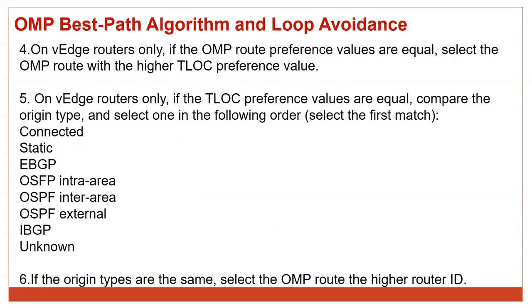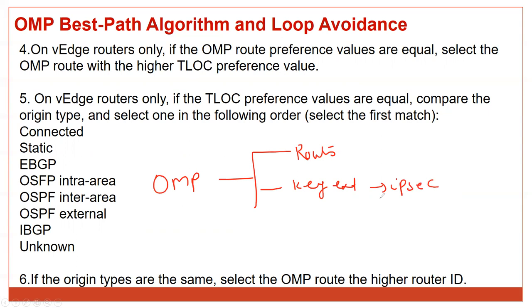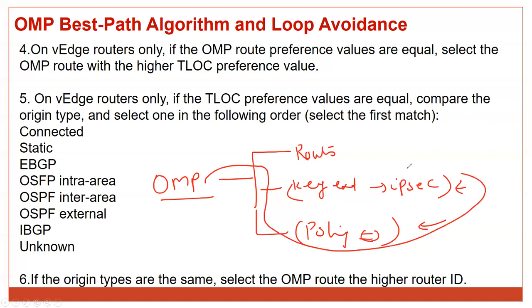But one important thing to know is that OMP is not only sending and receiving routing updates, it is doing the key exchange as well, like IPsec key exchange. And apart from that, it is also doing policy exchange. These things are not there in BGP by default. We can do it, but OMP has these two capabilities by default.